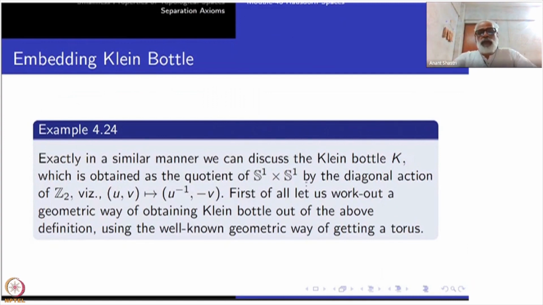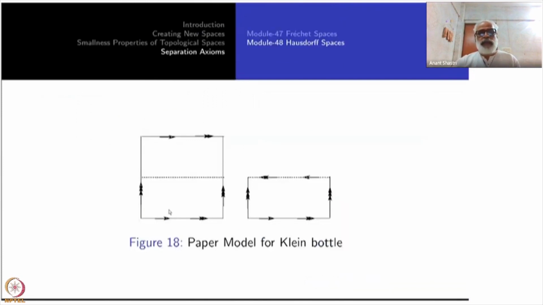The torus S1 cross S1 is defined as the quotient of a rectangle I cross I, wherein the four sides are identified in a particular way. The (0,1) cross 0 is identified with (0,1) cross 1. So that is the opposite side, right? In the same oriented fashion. Similarly, 0 cross (0,1) will be identified with 1 cross (0,1). Again the opposite sides. That is the identification here.